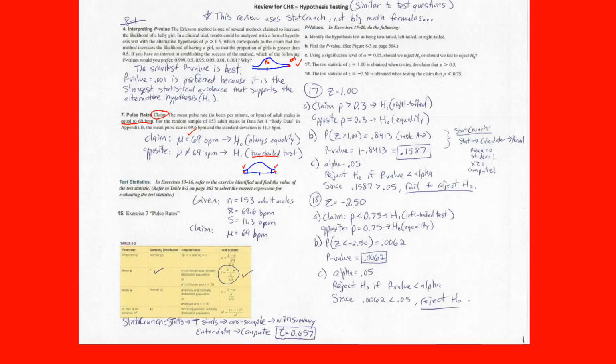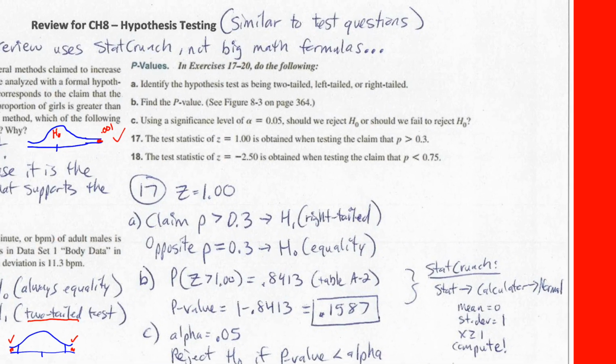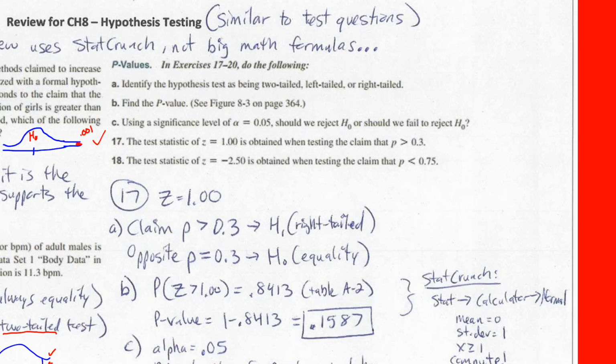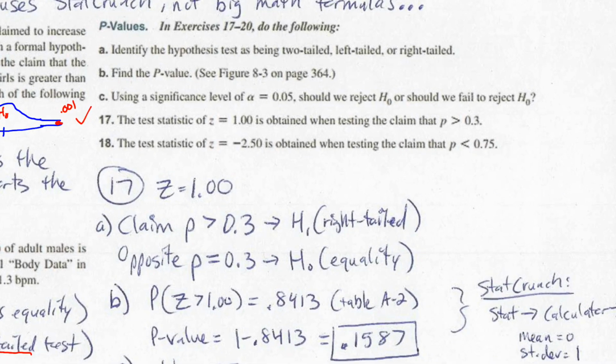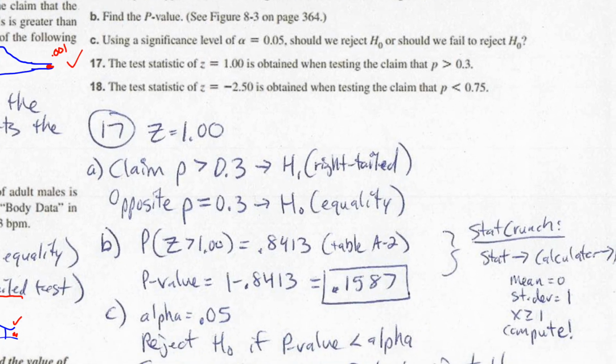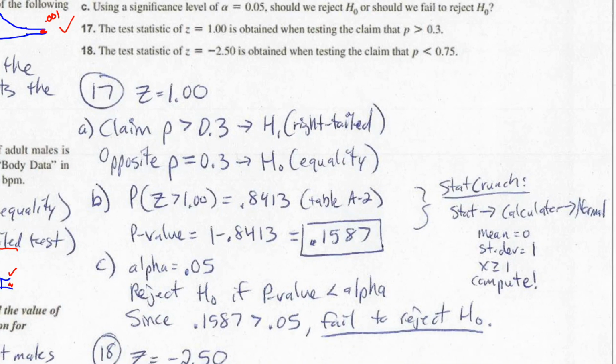All right, we're going to continue here with the other column, and we have p-values once again, which is good stuff here. And then A, B, and C has identified the hypothesis test as being two-tailed, left tail to right tail, find the p-value, and then use alpha is 0.05. Do you reject or fail to reject the null hypothesis? So let's look at number 17.